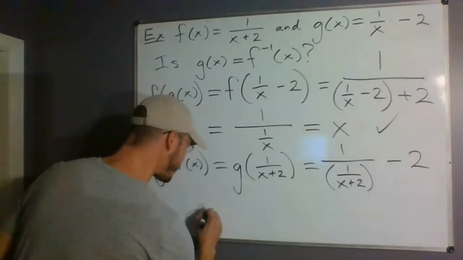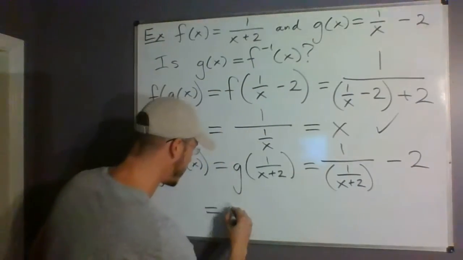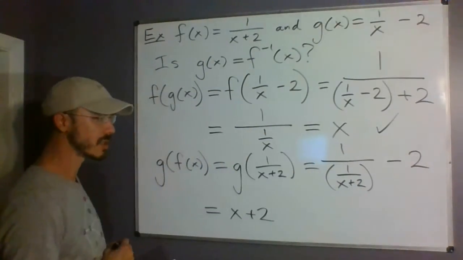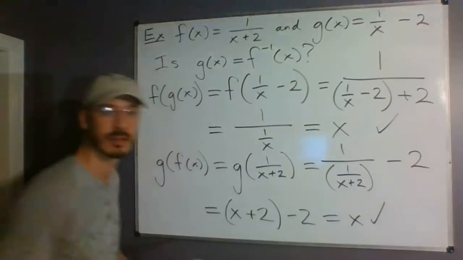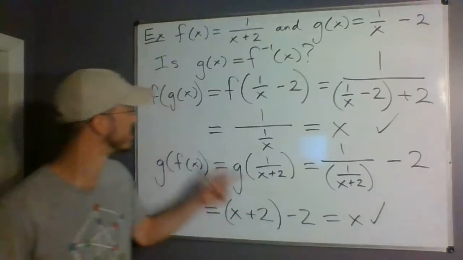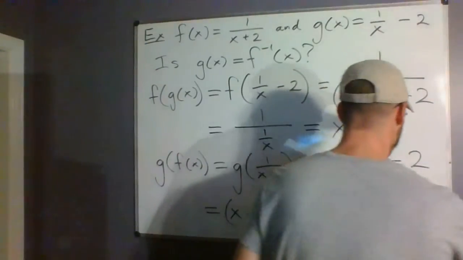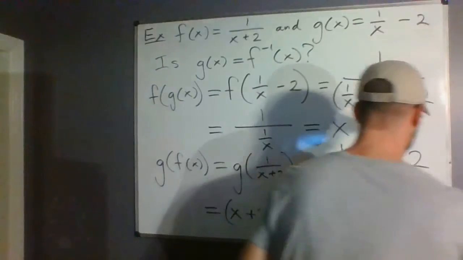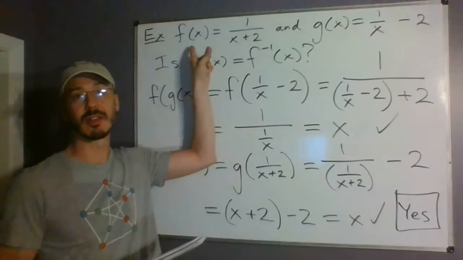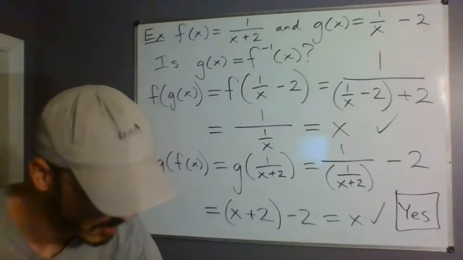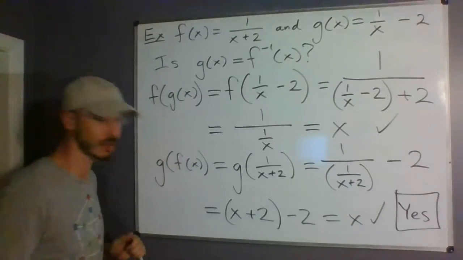What happens here, similar to what we did before, the reciprocal of the reciprocal is just whatever that thing is, x plus 2 in this case, minus 2. And that is equal to x. So check in the other direction too. So f of g of x is x, and g of f of x is also x. So the answer to the question is yes, g of x is the inverse function for this given f of x. Sometimes this is called verifying that two functions are inverses of each other.